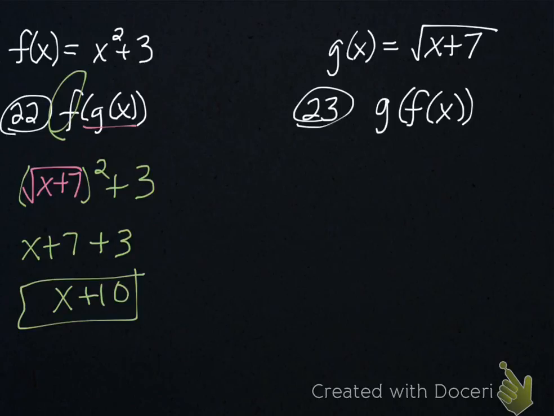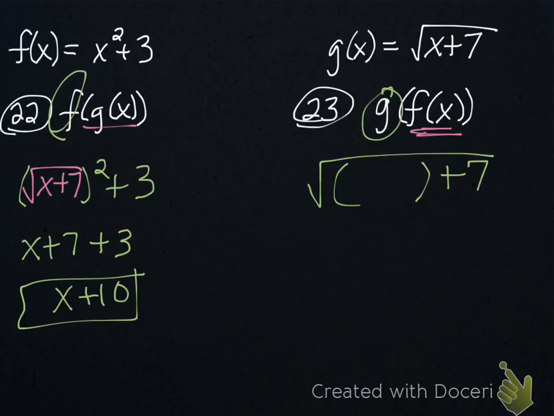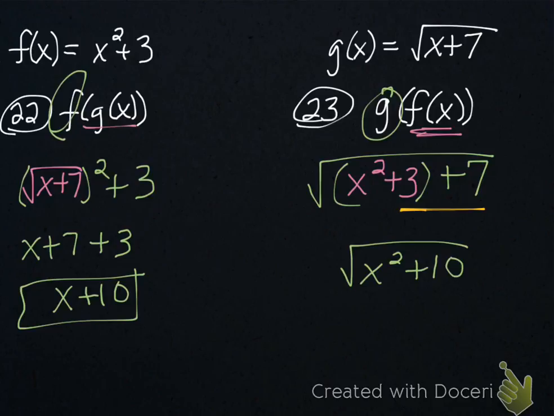Now let's look at number 23. I'm plugging in what? I'm plugging f into g. So let's write down g. Square root, parentheses, plus 7. Plug in f, x squared plus 3. Now simplify. I have two like terms I can combine inside that radical. So I get the square root of x squared plus 10. Can I take the square root of x squared? Yes, but not while it's attached to that plus 10.